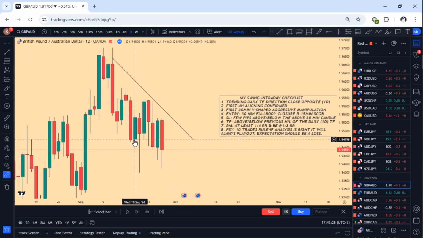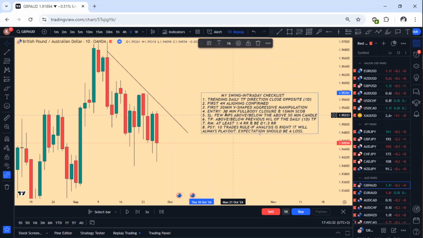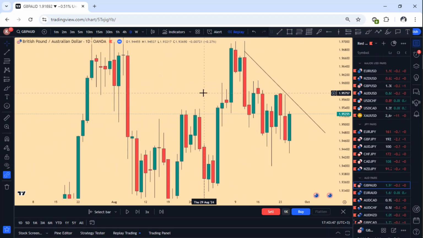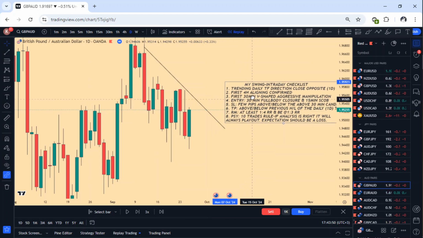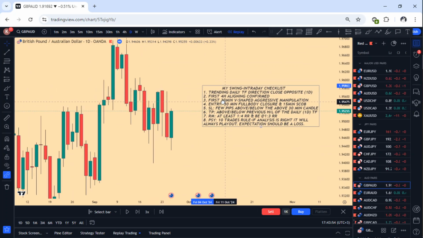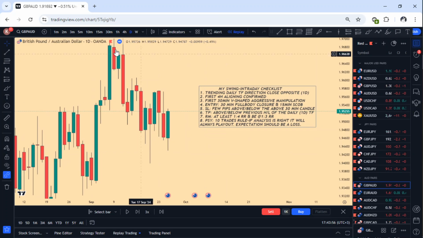Whenever there's a pullback like this, we look for a trade. Pullback, we look for a trade. So we look for a trending daily time frame, direction close opposite. So this is a down market. Now we look at it. What does it do? It closed on the opposite side on this day. So it closed bullish instead of closing bearish. It means that the 4 hours was actively seeking liquidity on IDM and other liquidity points.